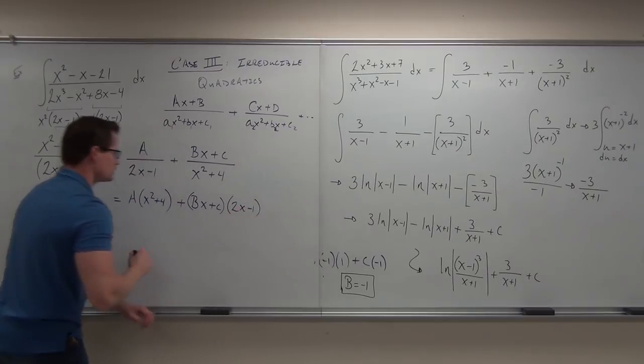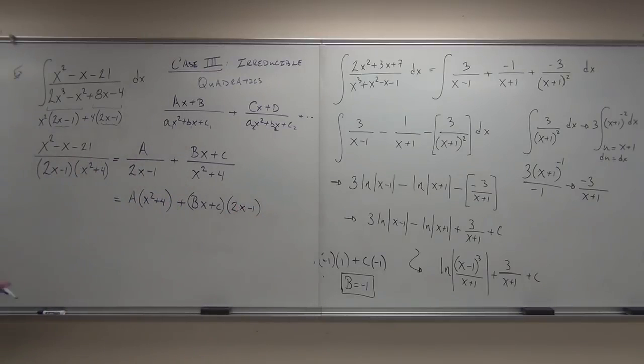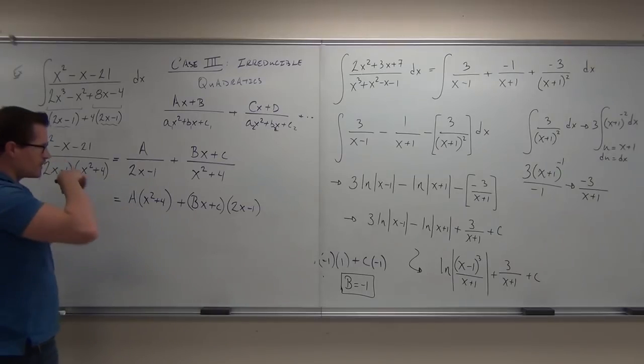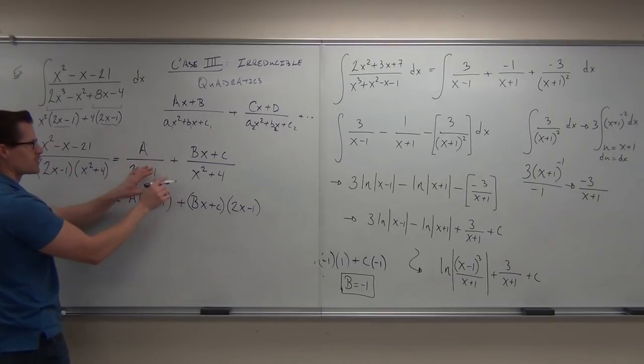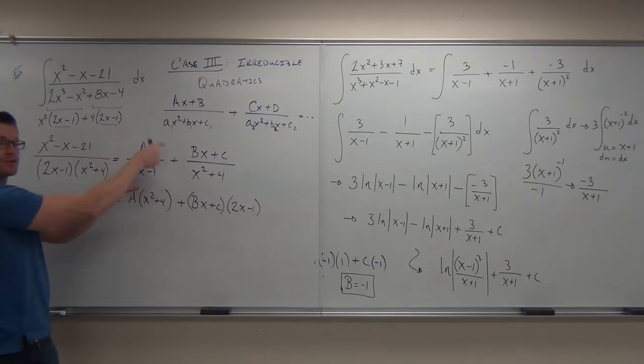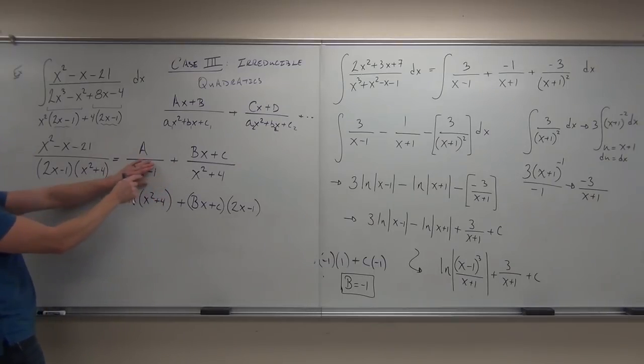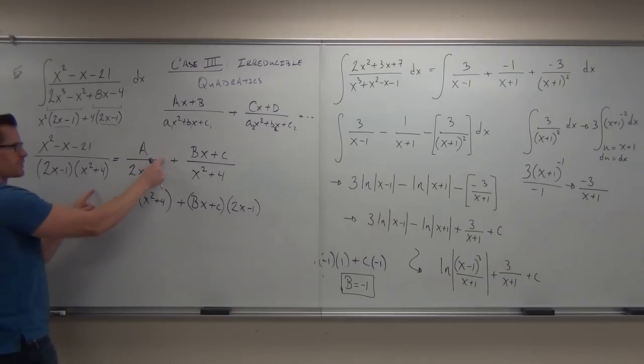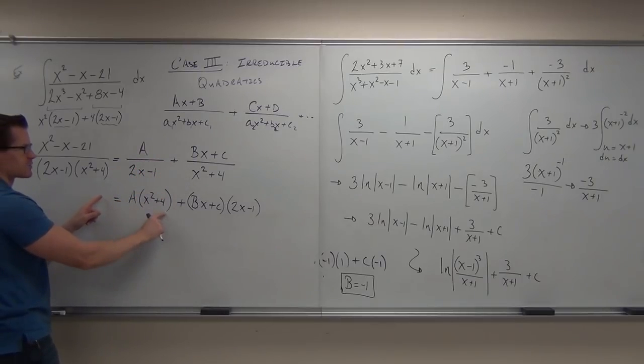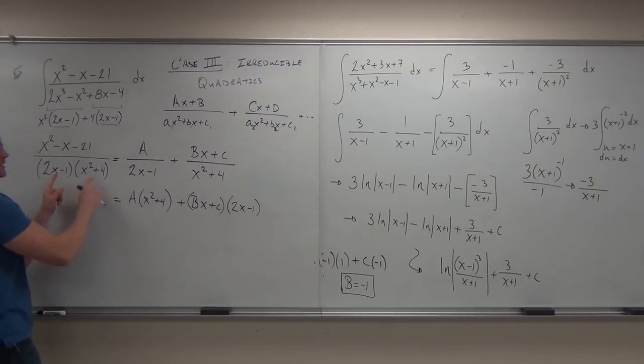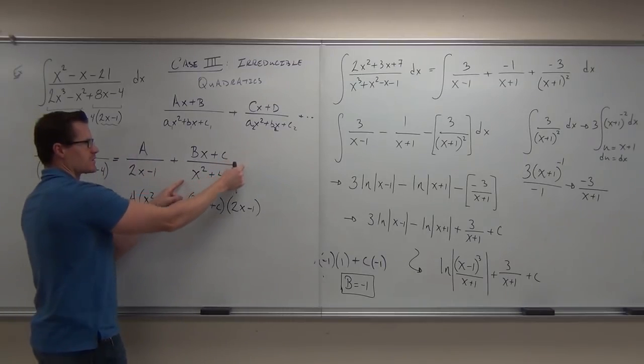So again, for the last time, hopefully, when we find a common denominator, we multiply by the missing factors on both the numerator and denominator. The missing factors are x squared plus 4. We have this one. We're missing x squared plus 4. So that's why we got our a times x squared plus 4. Here we're missing the 2x minus 1. We already got this. We're missing the 2x minus 1. That goes here and here.